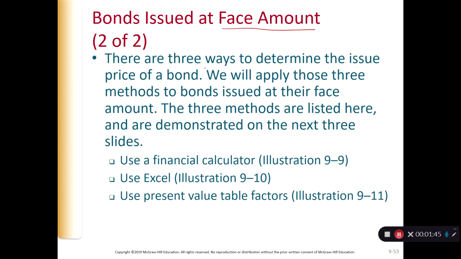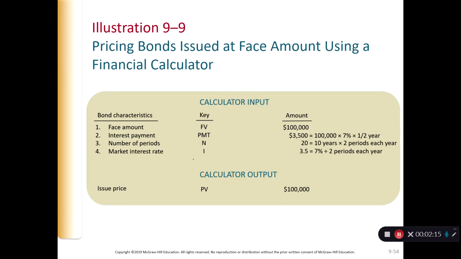There are three ways to determine the issuance price of the bond. We will apply those three methods to a bond issued at its face value. The three methods are listed here. We can use a financial calculator, or we can use Excel, or we can use the present value table factor. This is going to be on exam one, and we're going to give you the present value table, because some of you don't have a financial calculator and are not able to use Excel.